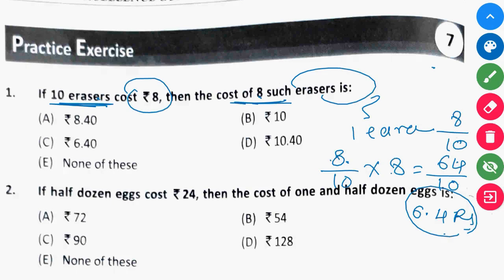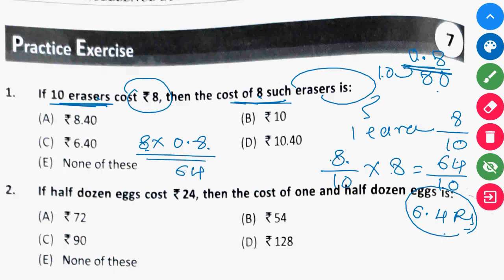Or you can do 8 divided by 10. 8 cannot be divided by 10 directly, so you have to add the decimal and it becomes 80. Now 10 eights are 80. So 0.8 is the cost of one eraser. So the cost of 8 erasers is equal to 0.8 multiplied by 8. 8 eights are 64 and you have to add the decimal point.